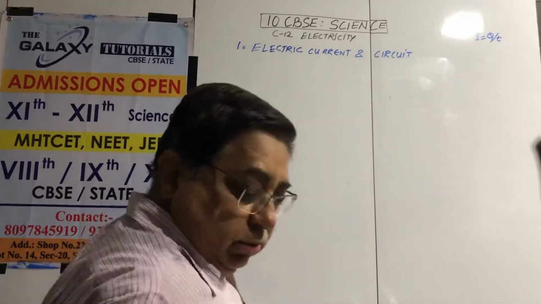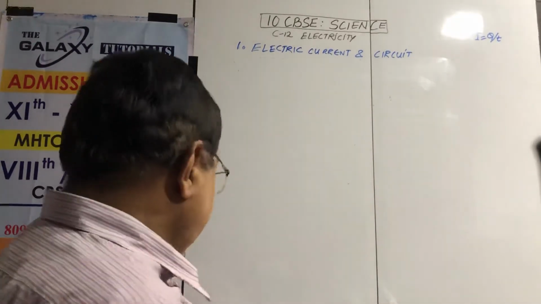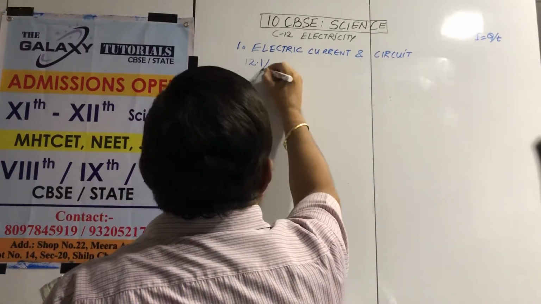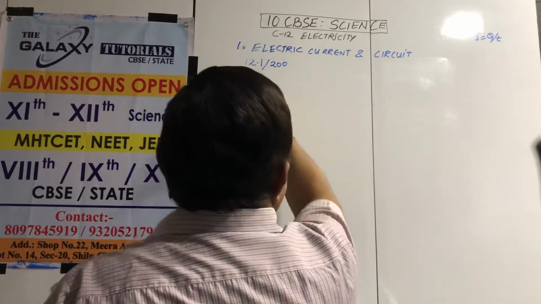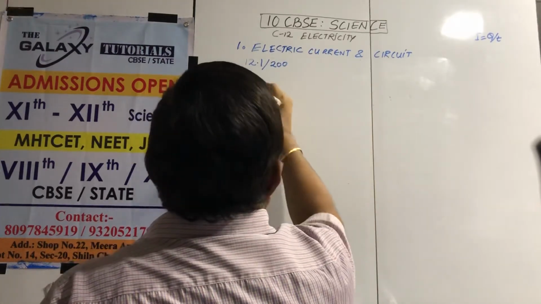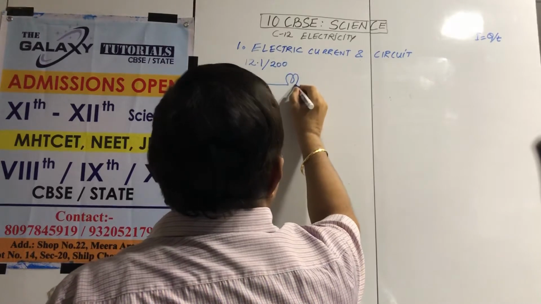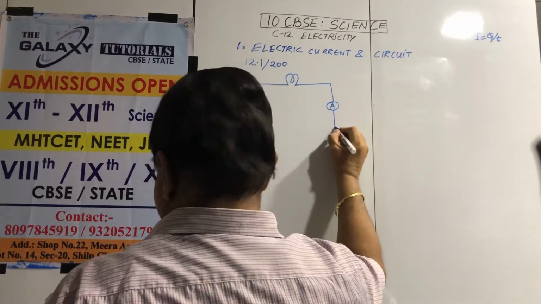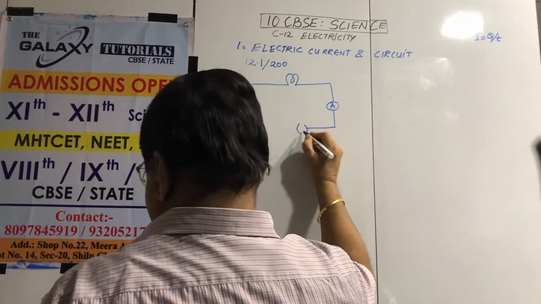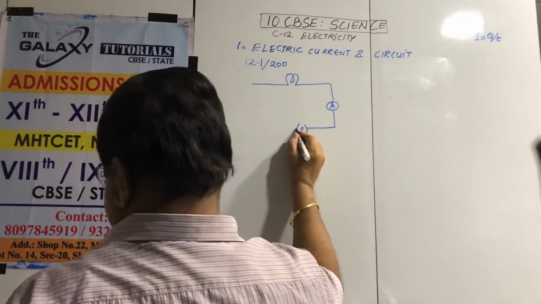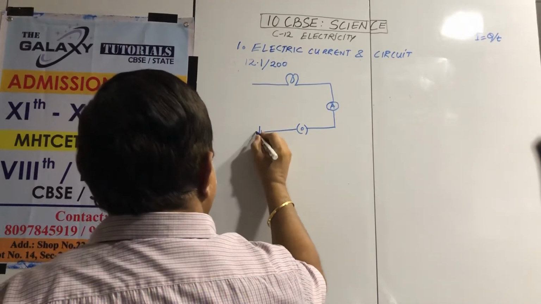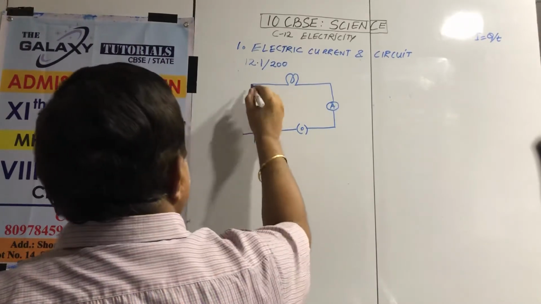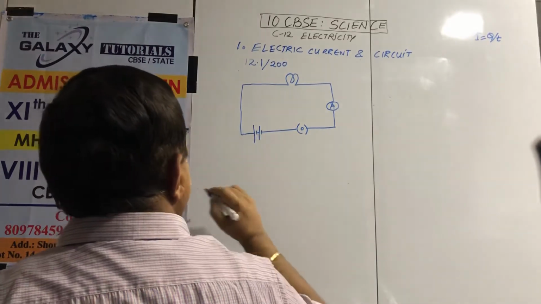Since we have seen the symbols, we will go back and see the circuit. So figure 12.1 in your textbook on page number 200 is showing you a circuit. It shows a bulb in a circuit and an ammeter to measure how much current is flowing. It shows a key. Of course, the key has to be closed for passing the current. And it shows a battery. So this is how it shows a simple circuit.